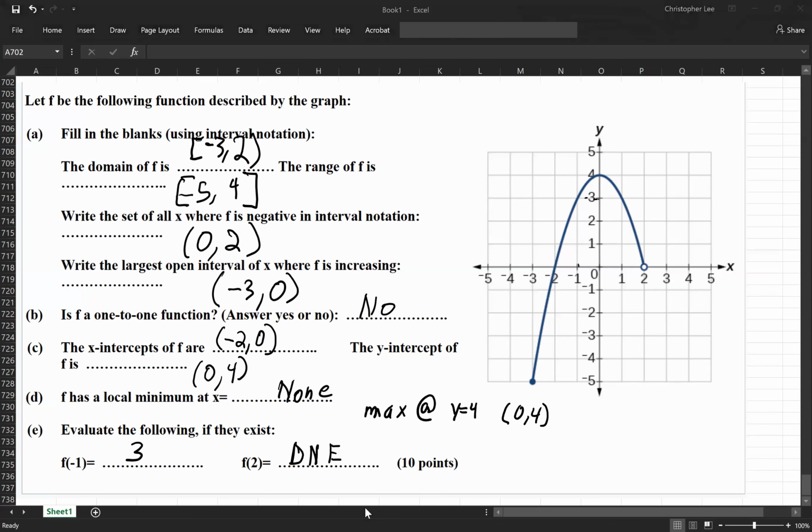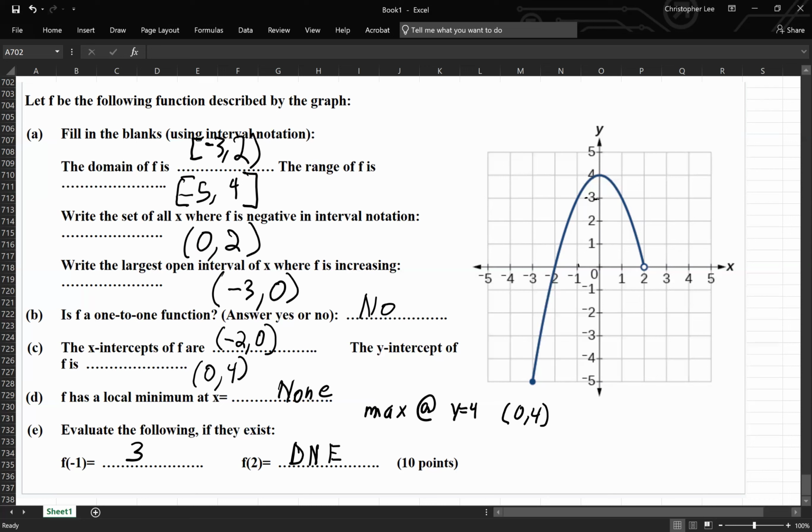All right, let's take a look. Our next example. Give me 1 second, please.